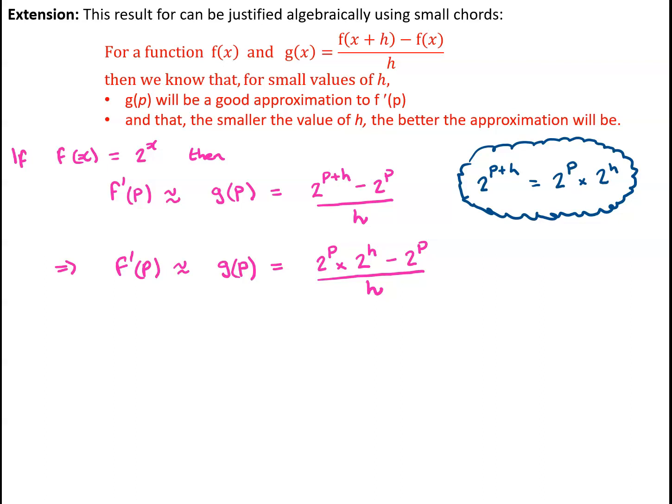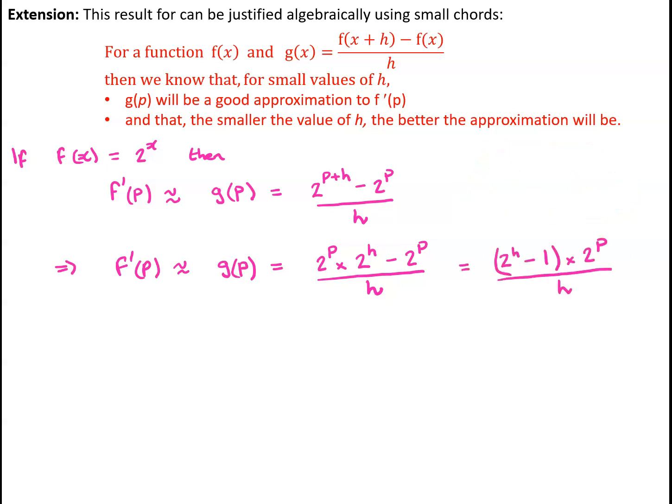The top of the fraction has got a common factor of 2 to the p. So let's take that common factor of 2 to the p out. So we can now say that f dash p is approximately 2 to the h minus 1 divided by h times 2 to the p.